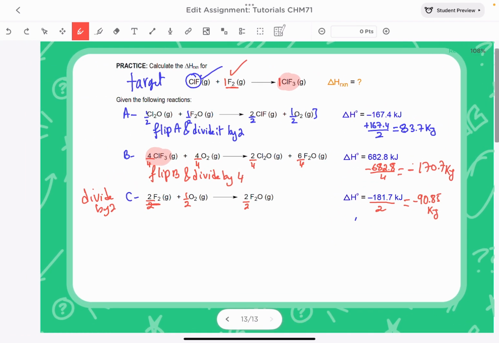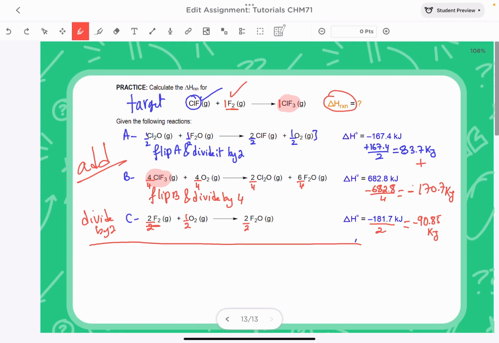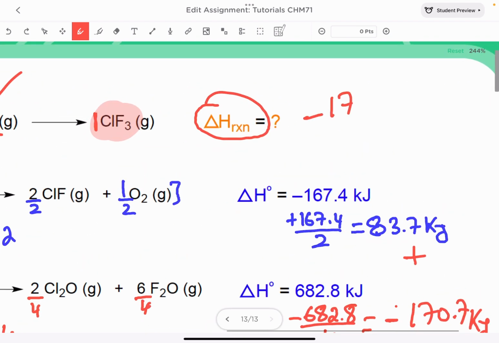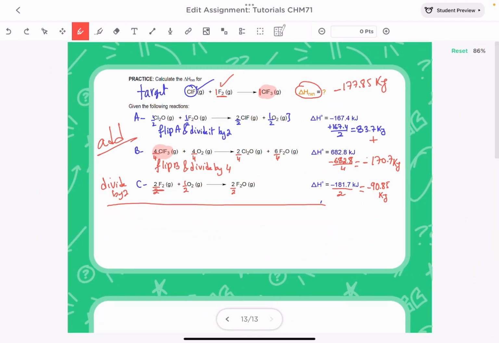And now the final enthalpy is by adding all of them. So it is 83.7 plus negative 170.7 plus negative 90.85. So the final answer is going to be negative 177.85 kilojoule. That's the final answer.